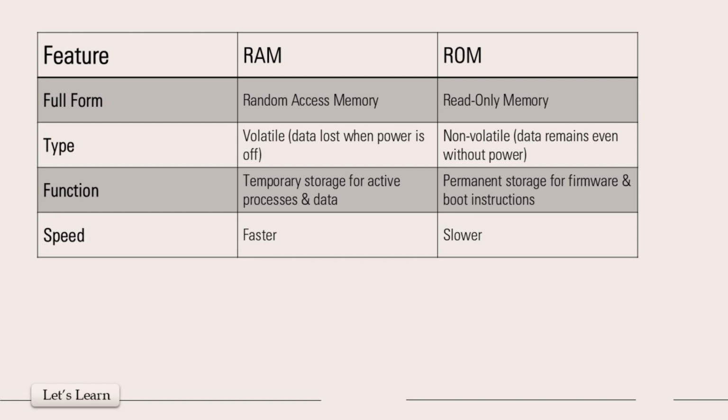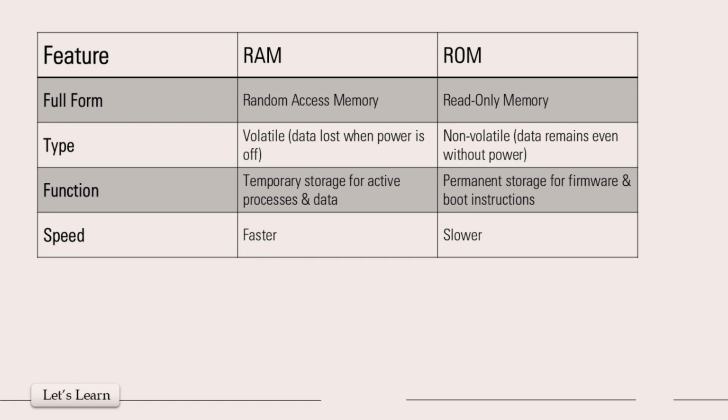On the other hand, ROM is slower than RAM because it is mainly used for storing firmware and system instructions that do not require frequent modifications. Since ROM does not need to process real-time data like RAM, speed is not its primary focus.